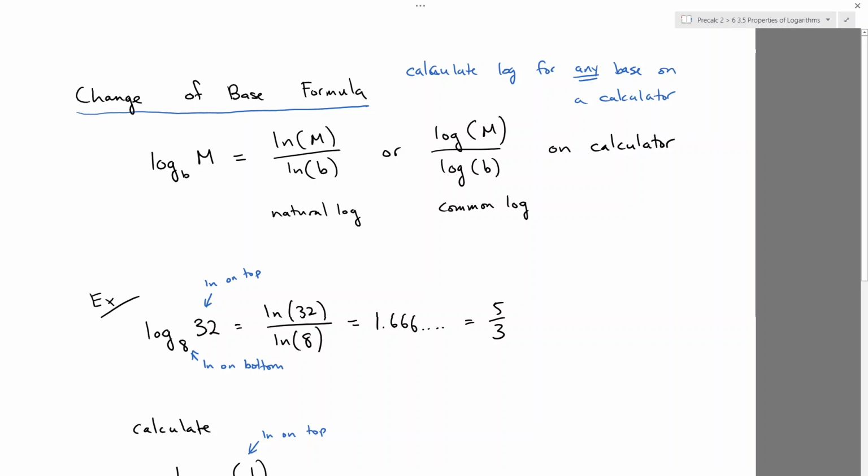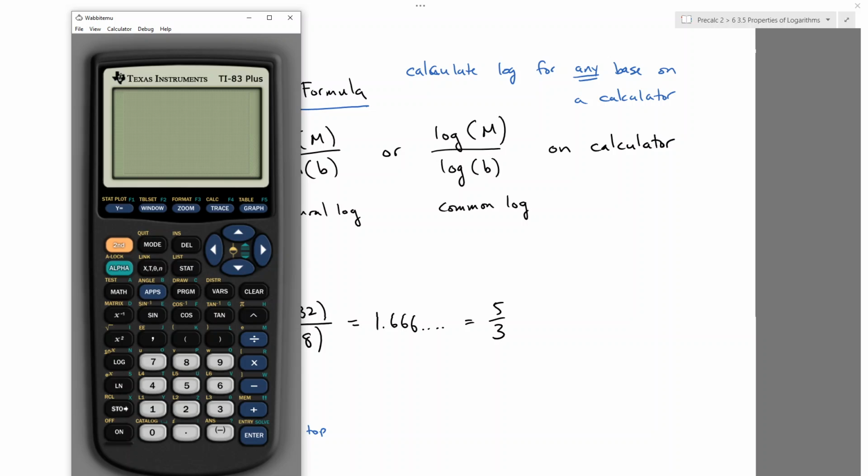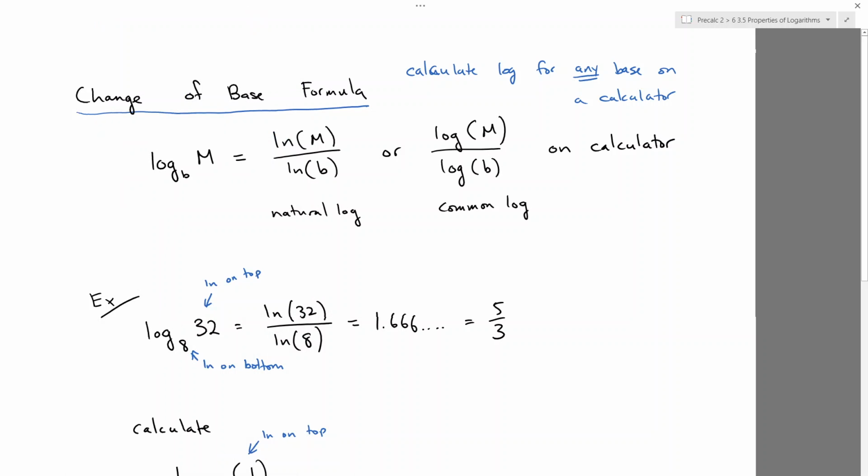So if you remember, on a calculator, most calculators only have either the common log base 10 or the natural log base e. So if say I have log base 2 or log base 3, you can't calculate it directly using these two operations. So what we do is, when we have a different base, we can change it to either the natural log or the common log.